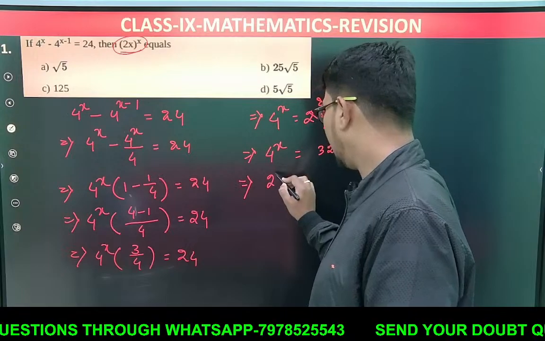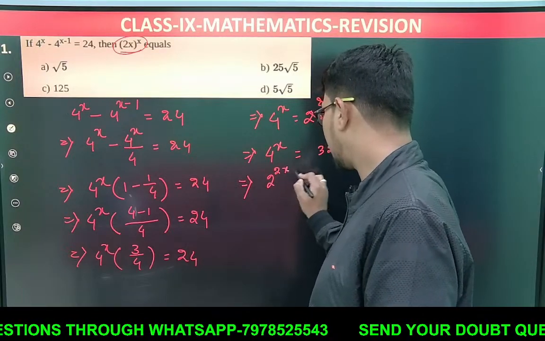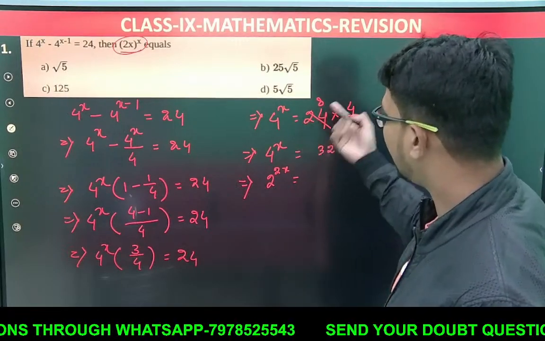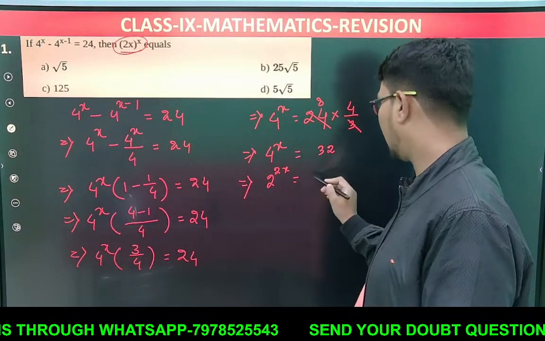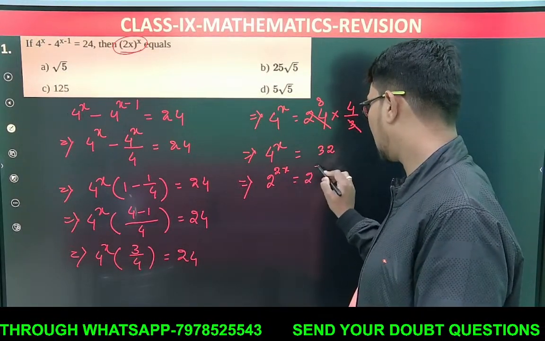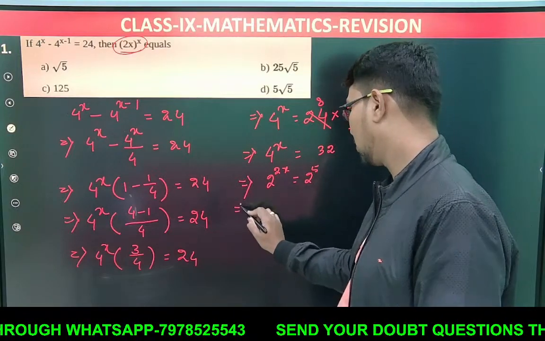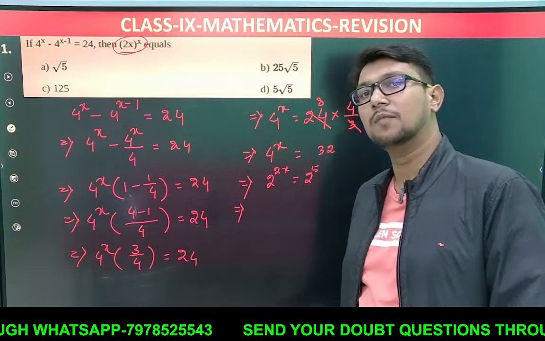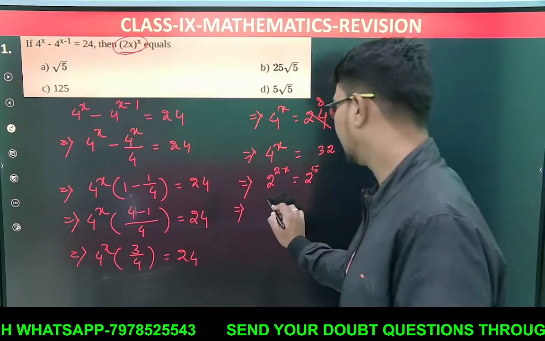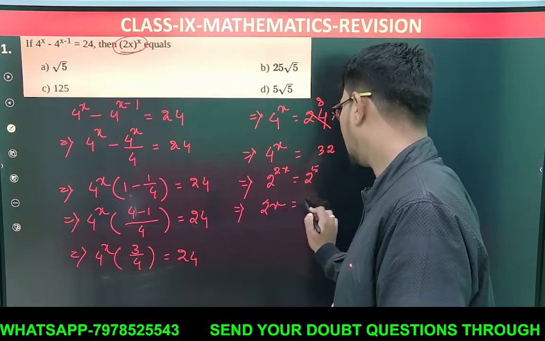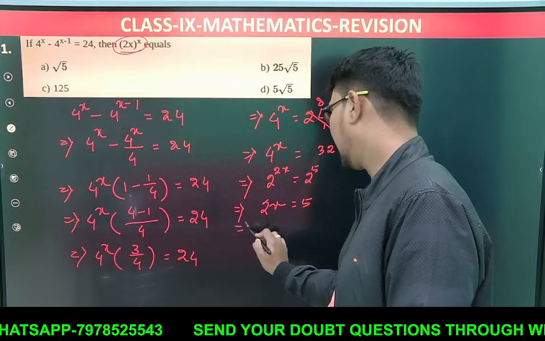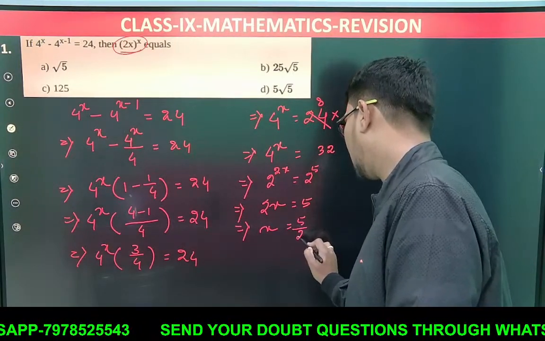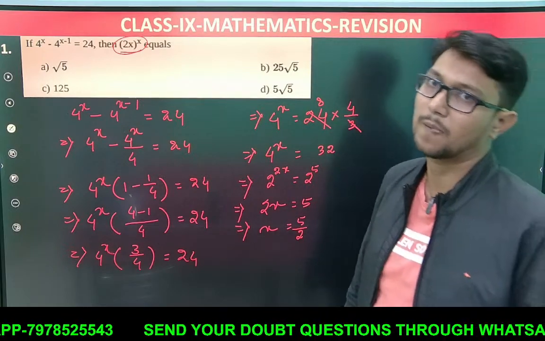which implies 4 to the power x can be written as 2 to the power 2x, because 4 is 2 square, so (2 square) to the power x is 2 to the power 2x, and 32 can be written as 2 to the power 5. So here the base is the same, so definitely the power is also the same. Hence 2x is equal to 5, children. So therefore x has become 5 by 2. I hope it is clear to all.